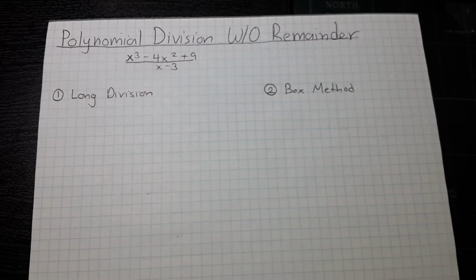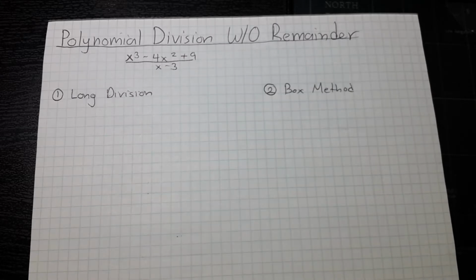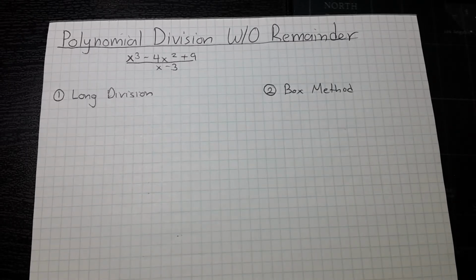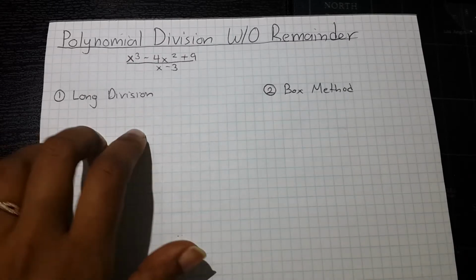Hey guys, so today we're covering polynomial division without the remainder, and we're going to be using two methods. We're going to be using long division and then the box method, and we're going to compare how they work out. So let's first start off with the long division.